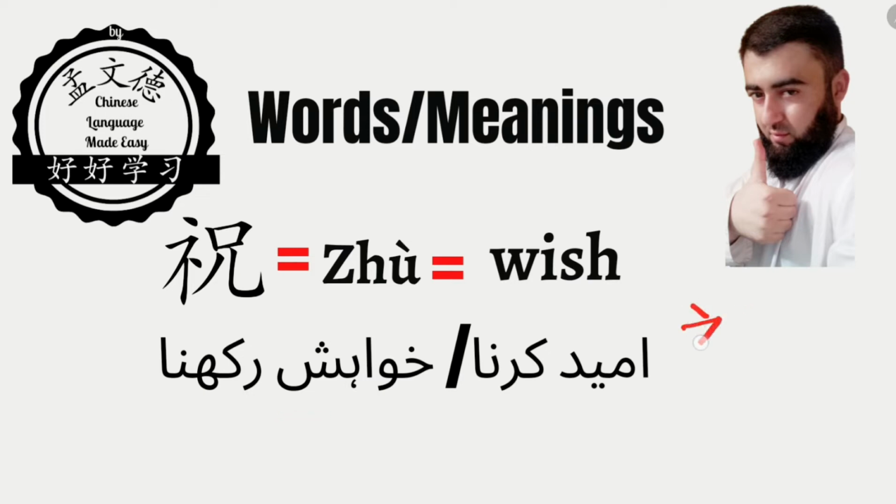The benefit of these videos is that you will see how we write these words. Okay, so this is how we write it. Zhu, zhu. Umeed karna, khwahish rakhna, to wish. Proceeding towards the next word.